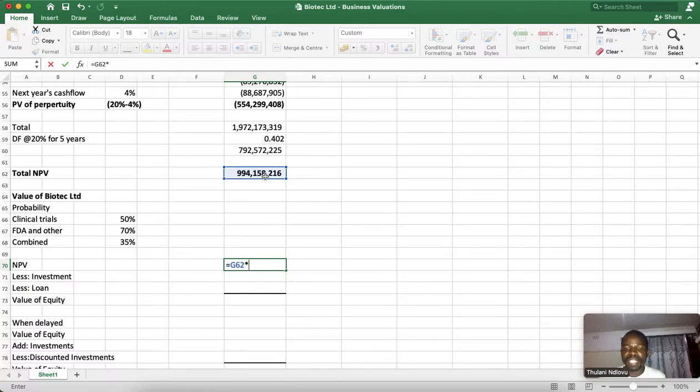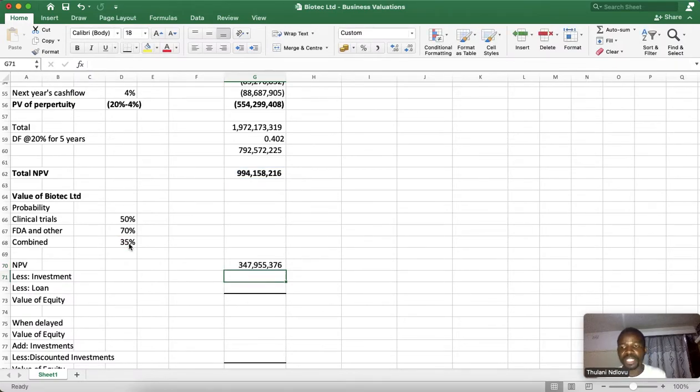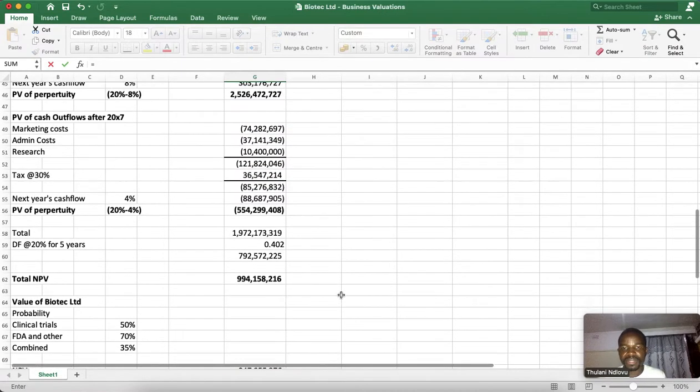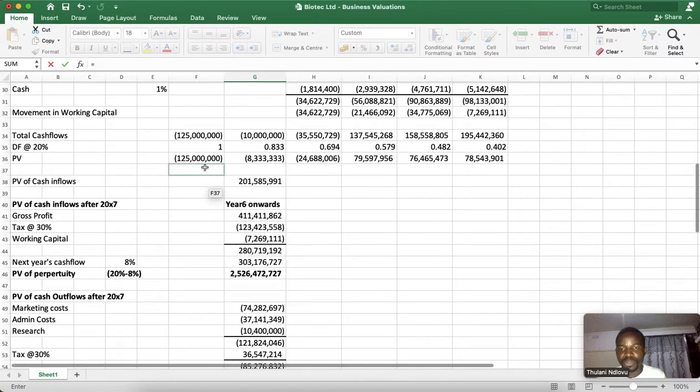Why not multiplying the investment? Because the investment is in year 1, is not affected by probability because it will be incurred in year 0. So it will be incurred now, so there is no probability that will affect that one. We multiply by that, we get that figure. We less our investment, which is this one.